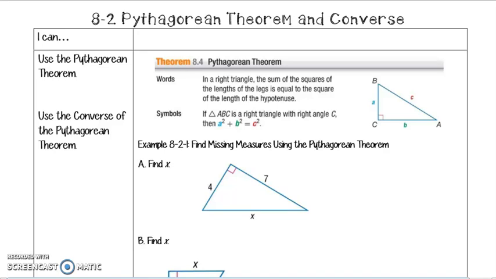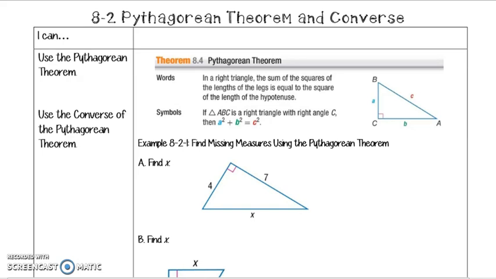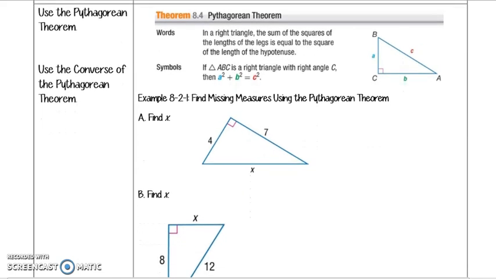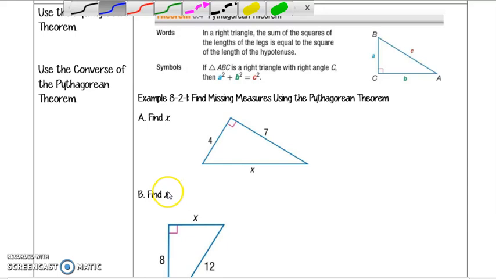So this is lesson 8.2, Pythagorean Theorem and its Converse. And I know we have been working with Pythagorean Theorem a lot so far, but it's definitely something we need to continue to practice with so we have it down very well, because that is going to help us in these next units over trig.